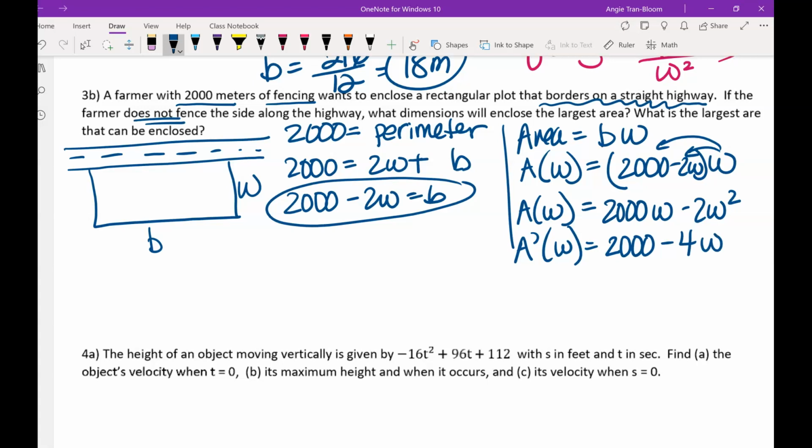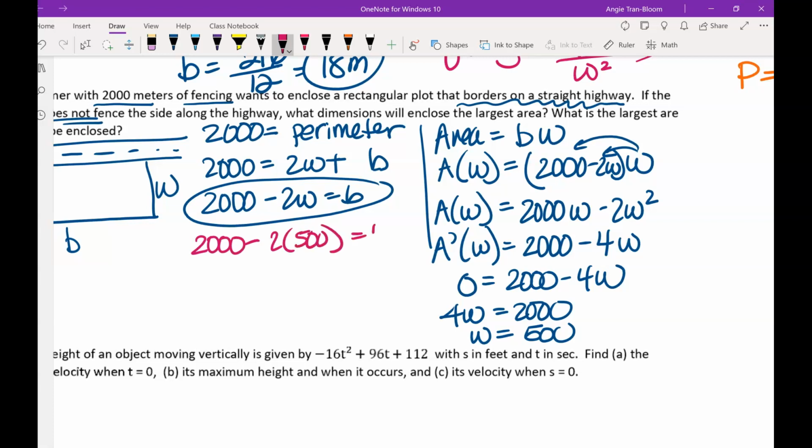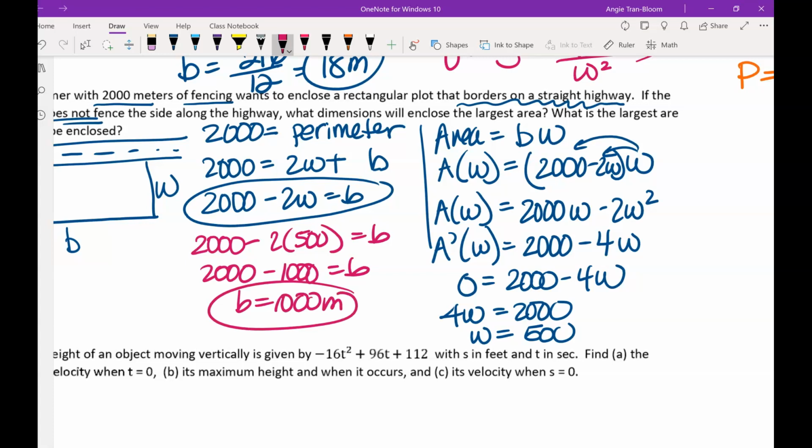Solve for it, so move 4W, set it equal to 0. Move the 4W over here. Okay, so divide both sides by 4. W equals 500, excuse me. All right, guys, W equals 500. I'm gonna go 2,000 minus 2 times 500. That should give me my base. So 2,000 minus 1,000. So my base comes out to be 1,000 meters, okay?